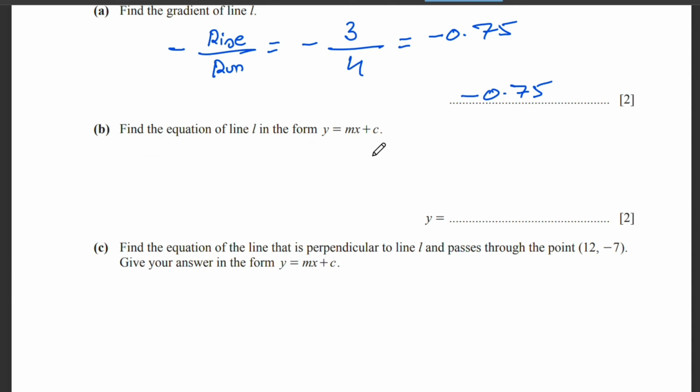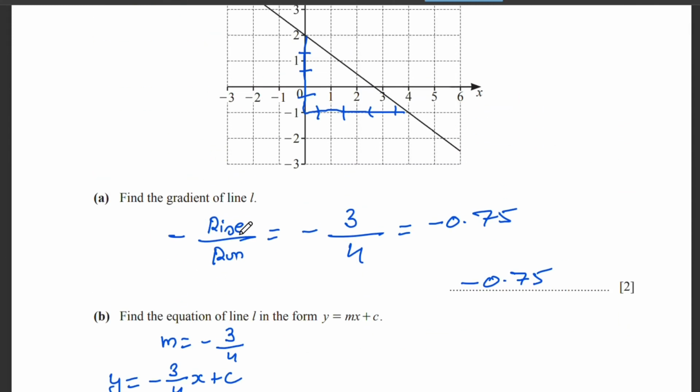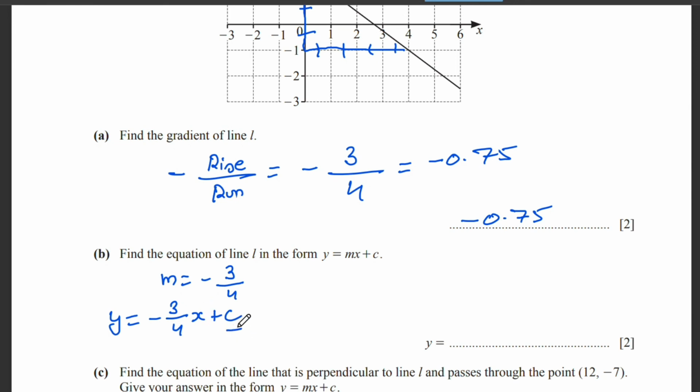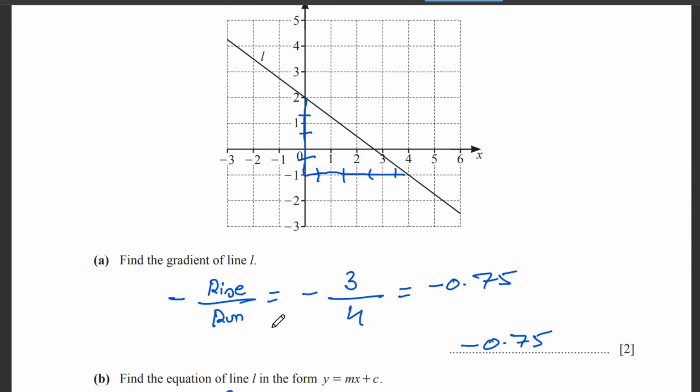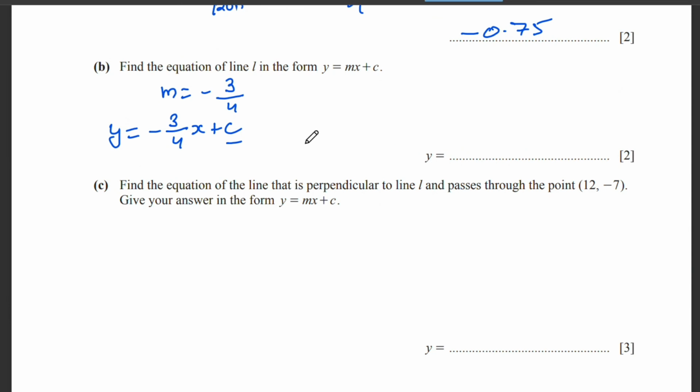Now we know that m, the gradient, is minus 3 by 4. So y will be minus 3 by 4x plus c. Now from the graph, as we can see, c is the y-intercept. So what's the y-intercept? You see the line, where the line cuts the y-axis, is 2. The value of c is 2, so y is minus 3 by 4x plus 2.